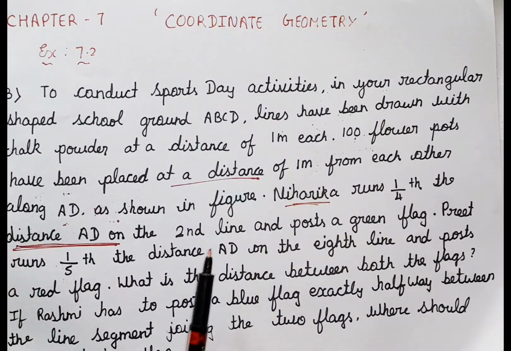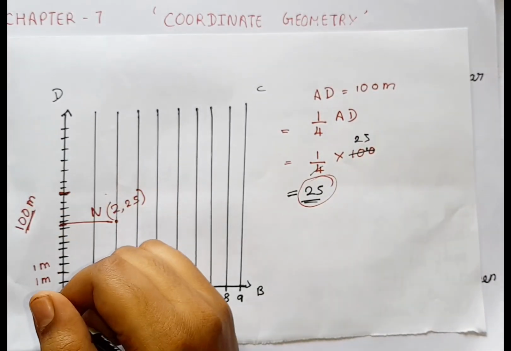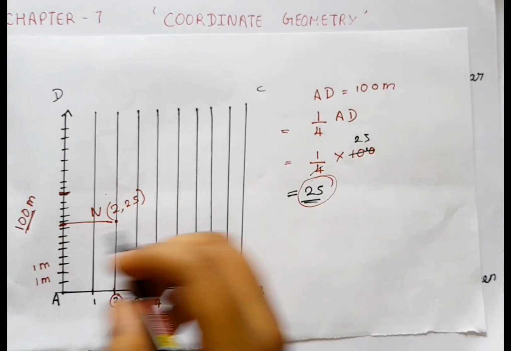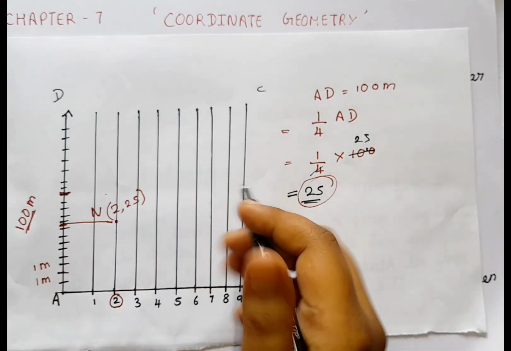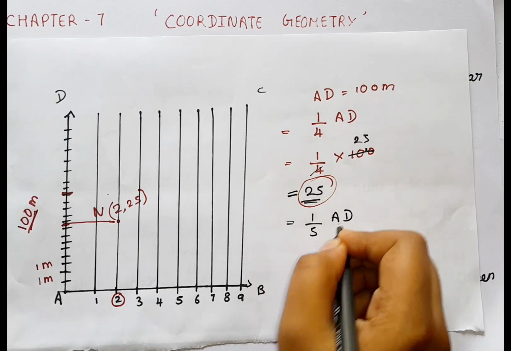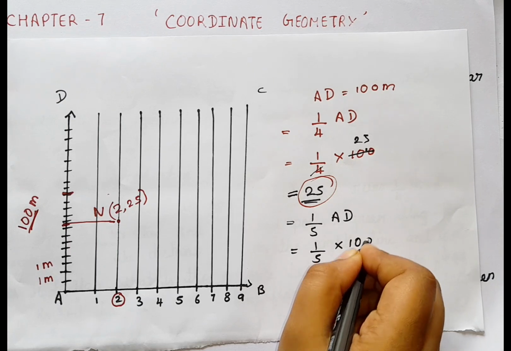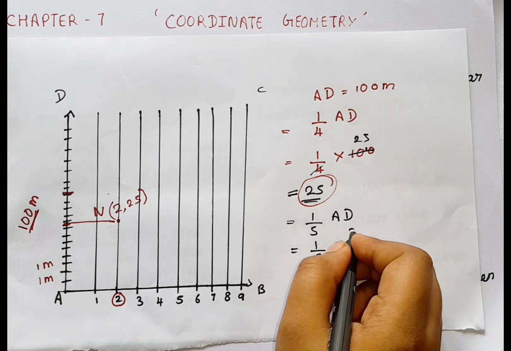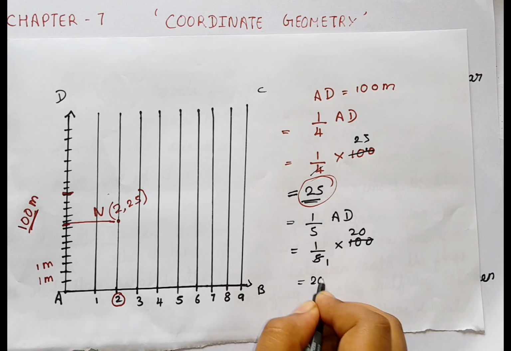Preet runs 1/5 the distance of AD on the 8th line. So 1/5 of AD is equal to 1/5 into 100. 1 5 is 5, 5 2 is 10, so 20. Okay, so we got the value as 20.